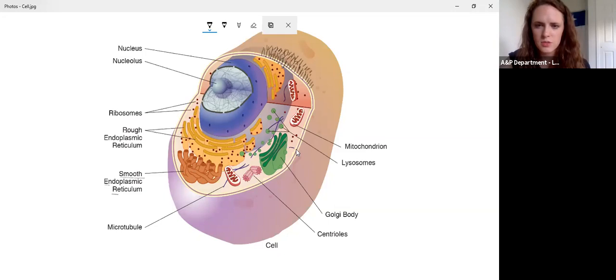Okay, so those can be used interchangeably now. ATP and energy are the exact same thing. Okay, ATP is energy. Mitochondria create this energy or this ATP.